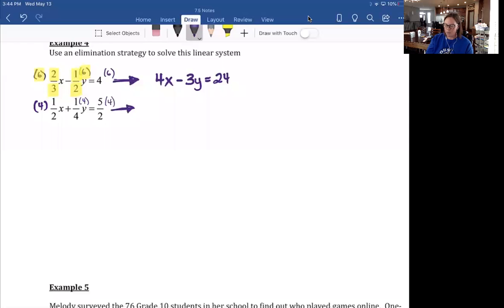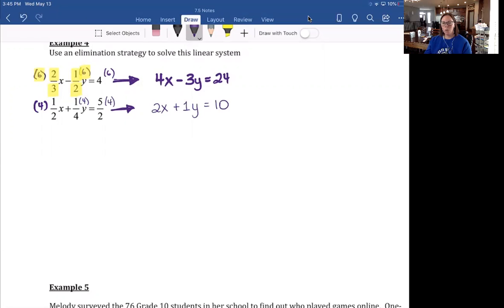So 4 times 1 is 4 divided by 2 is 2, so that's a 2x. 1 times 4 is 4 divided by 4 is 1, so that's a 1y. You don't have to write the 1 if you don't want to. And 5 times 4 divided by 2 is 10.